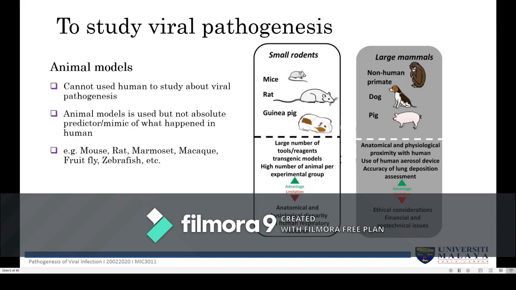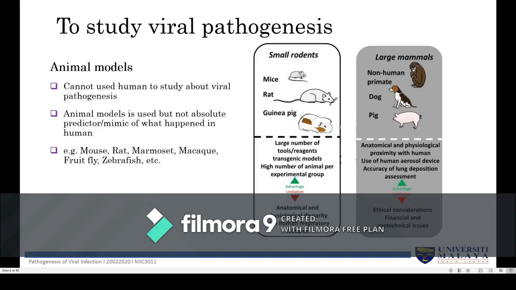So to study viral pathogenesis, especially of human viruses, we cannot use humans. Definitely not. But what we can rely on is animal models. Animal models are used, but they are actually not an absolute predictor. They are not really a mimic of what happens in humans. They can be used as a good reference, a good start, but not exactly what's going on in humans.